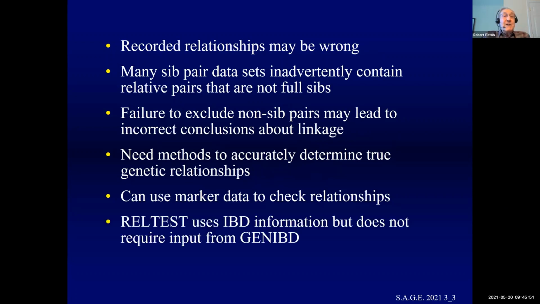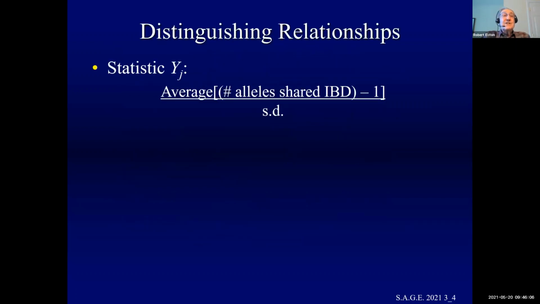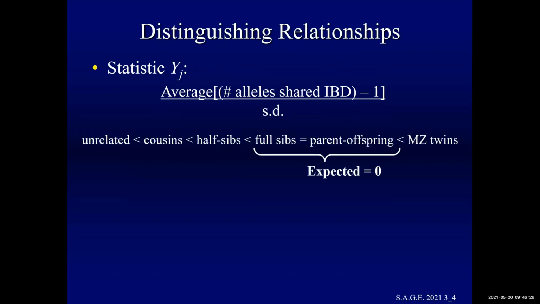You can use the marker data to check relationships, and rel test uses IBD information but does not require input from GenIBD. So now let's look at these statistics. The statistic YJ for distinguishing relationships. Statistic YJ is the average number of alleles shared identical by descent minus 1, divided by the standard deviation of this in your sample.